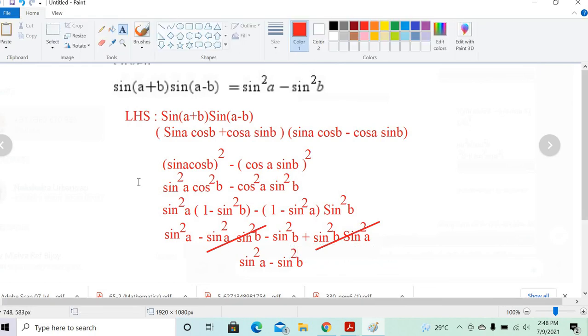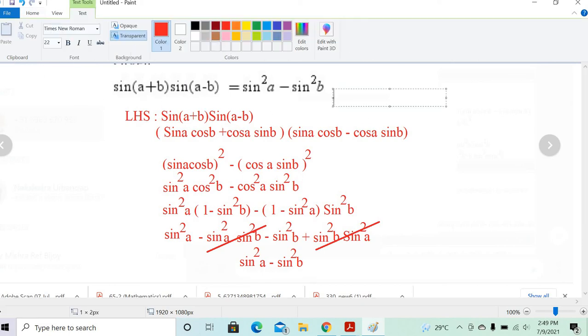Now, this is the proof for the very important formula sin(a+b) into sin(a-b) is equal to sin square a minus sin square b. Now let's understand where we can use this formula. If we have a question given below like sin 75 into sin 15, what will be the answer?